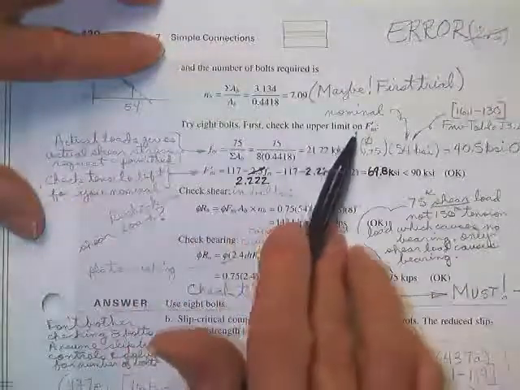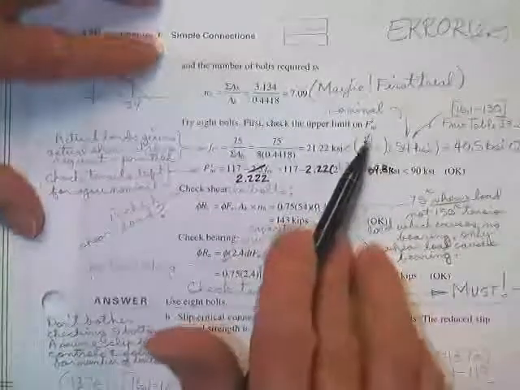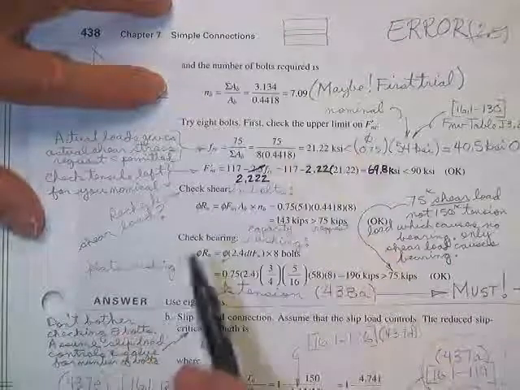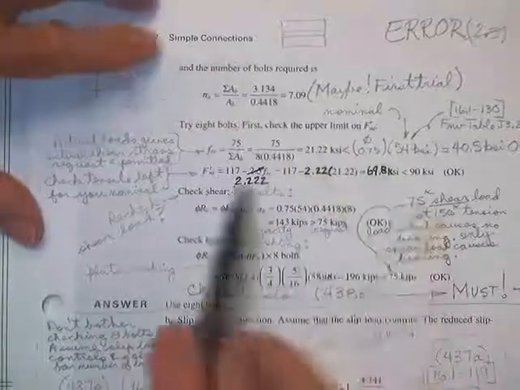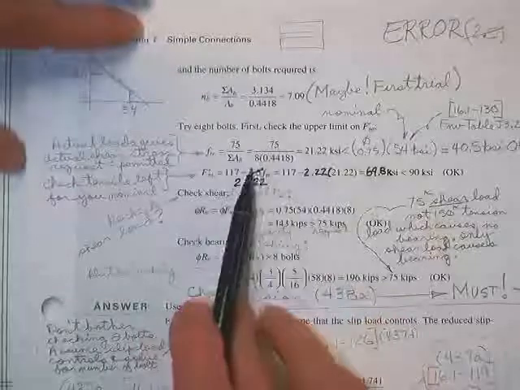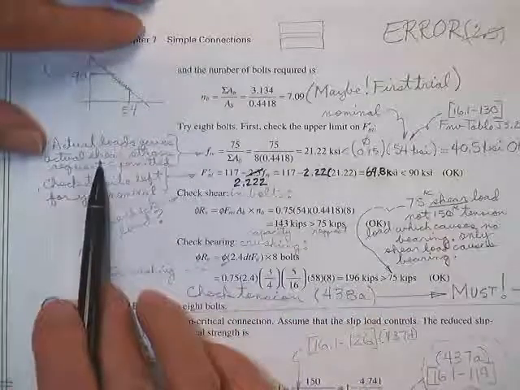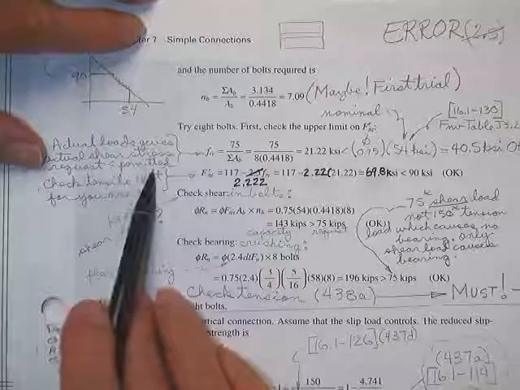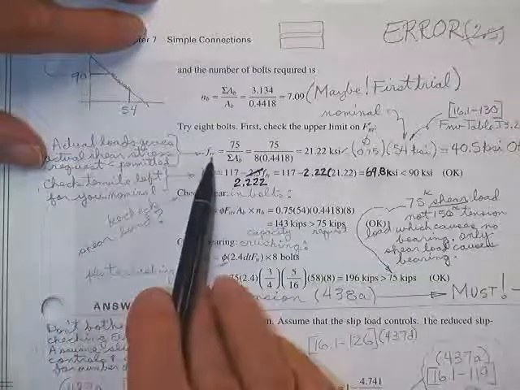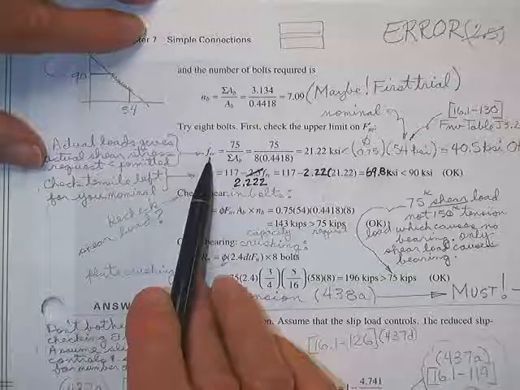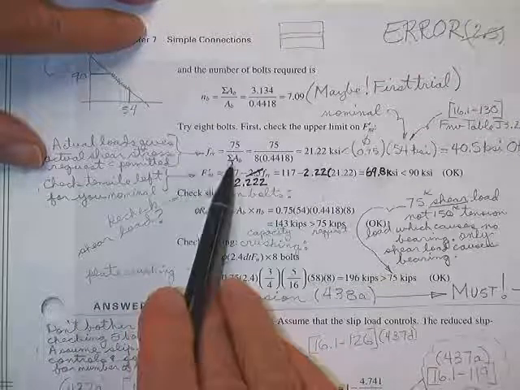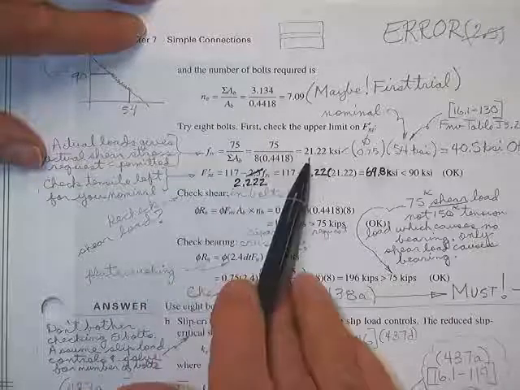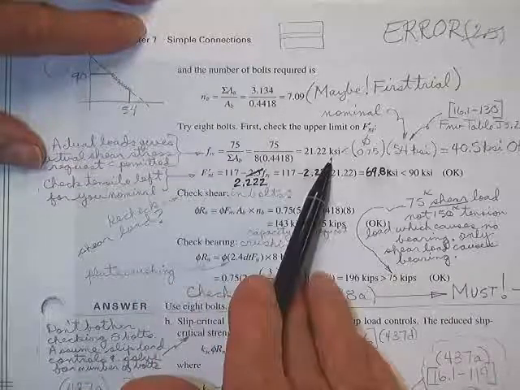First, we check the upper limit on F sub NT prime. The upper limit is just meaning, does the case we're trying here exceed the 90 KSI to begin with, or whatever it is when it's factored? The actual loads give the actual shear stress requested. They have to be less than permitted. F sub n, F per bolt shear is actually 75 over our new area of the bolts, number of bolts. You're going to be putting 22.22 KSI in my bolts.